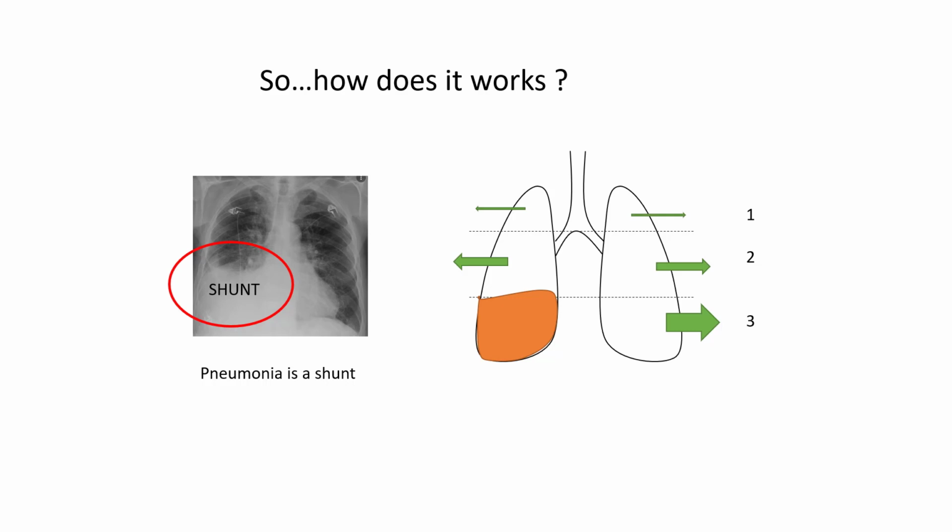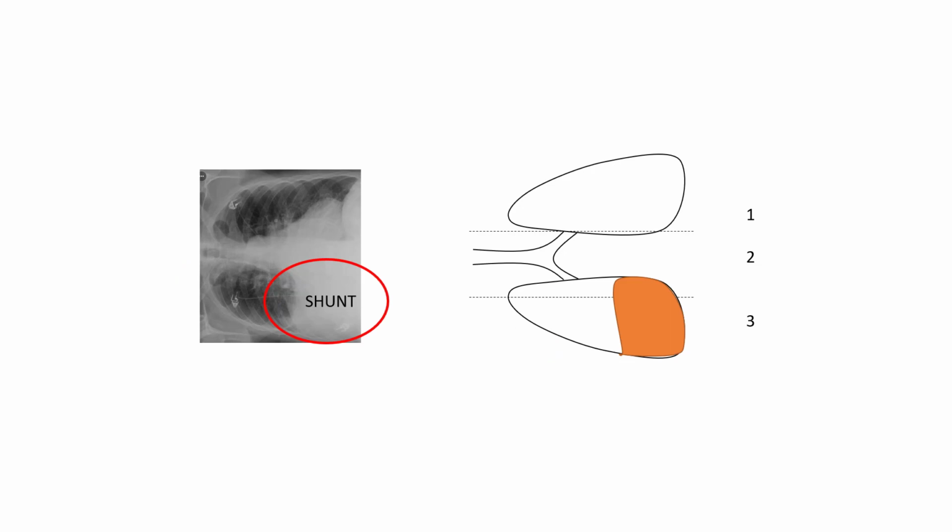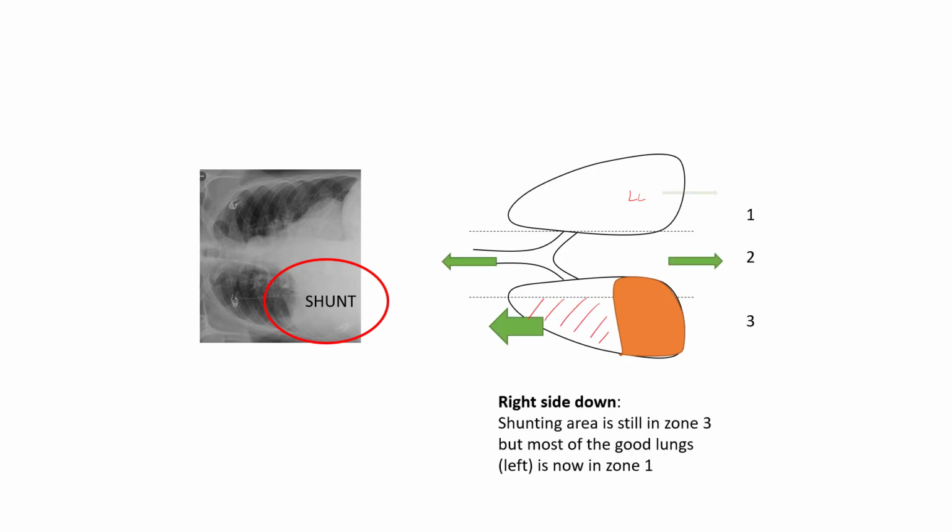We know that pneumonia is a shunt, and here we have a chest x-ray showing right lower lobe pneumonia, and that's where the shunt is. The oxygenation in this patient is occurring mostly from the left lower lobe and a little bit from the middle zones. SATs are around 90%. Let's see what happens if we turn the patient. If we turn the patient on the right side down, now you can see that your shunt still remains in zone 3. However, a better part of the lung is now in zone 1. The whole left lung is in zone 1. So your effective area of oxygenation has dropped down by quite a lot, and you can have desaturations.